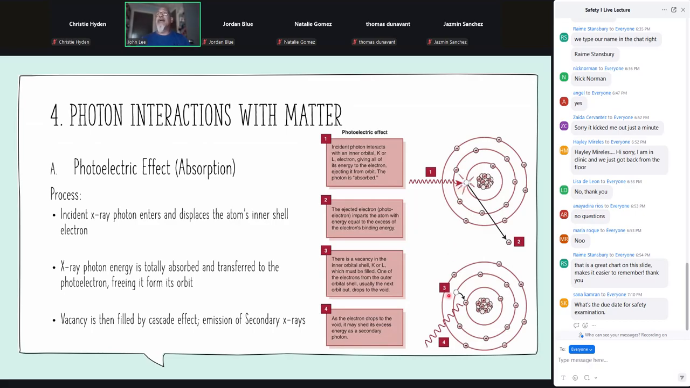Now, the secondary X-rays occur when an L shell or an M shell or an outer shell electron drops down to fill that space. The difference in the binding energies will result in a secondary X-ray. Okay, it's the same thing as what we call characteristic at the target, but again, characteristic X-rays are produced by an incoming electron. Secondary X-rays are produced by an incoming X-ray photon.